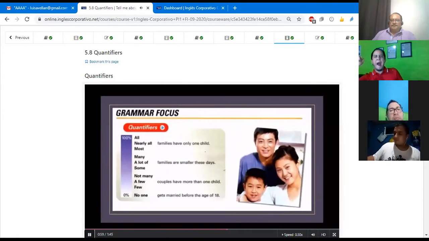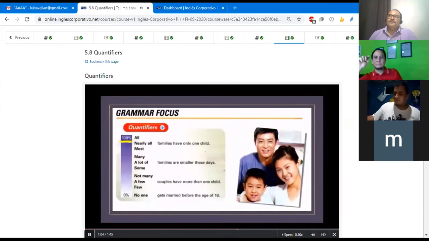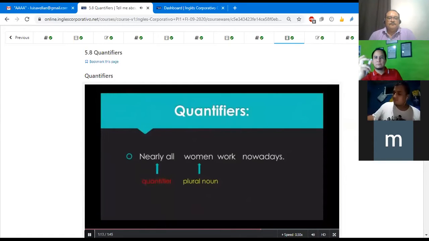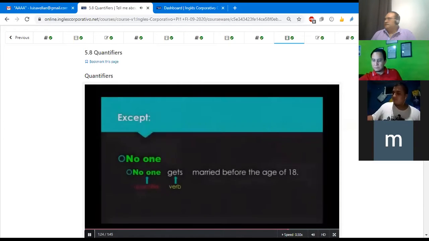Notice how these quantifiers have an estimated percentage. If you want to make reference to 100%, you may say all. And then you work down the scale depending on the percentage you want to refer to. Follow me in this example. Nearly all women work nowadays. Nearly all, quantifier. Women, plural noun. So in other words, all quantifiers come before plural nouns, except no one. No one gets married before the age of 18. No one, quantifier, gets the verb.